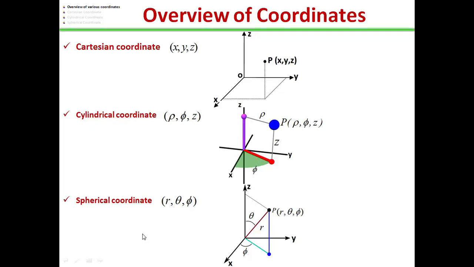height of the cylinder. Whereas in the spherical coordinate system, the coordinates are given by r, theta and phi. R is the radius of the sphere, theta is the vertical angle, or you can say elevation angle, and phi is the horizontal angle. Theta is the angle made from the z-axis and phi is the angle from the x-axis.